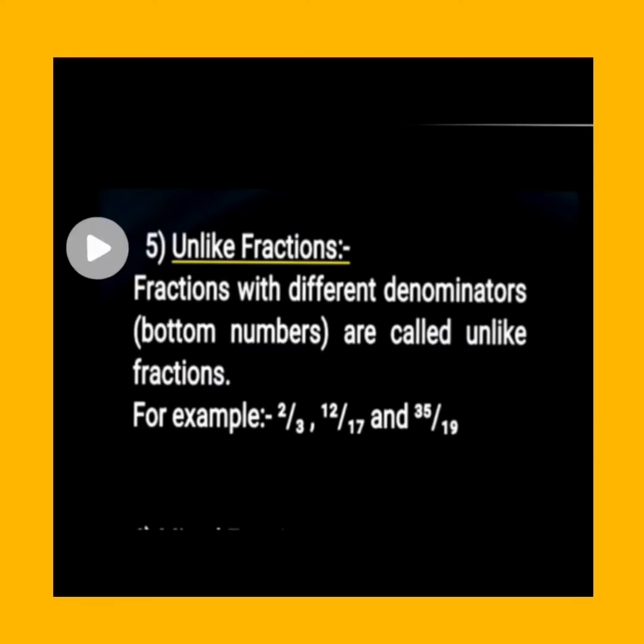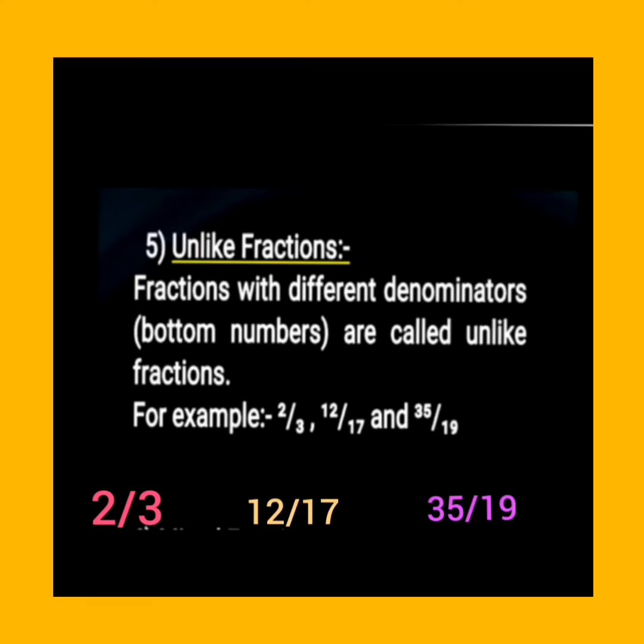Unlike fractions, fractions with different denominators are called unlike fractions. For example, 2 upon 3, 12 upon 17, 35 upon 19. You can check in all three examples, denominators are different. So these are called unlike fractions.